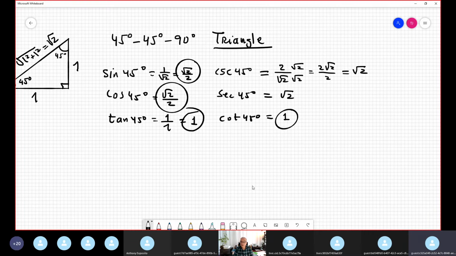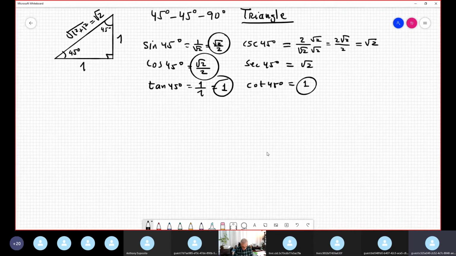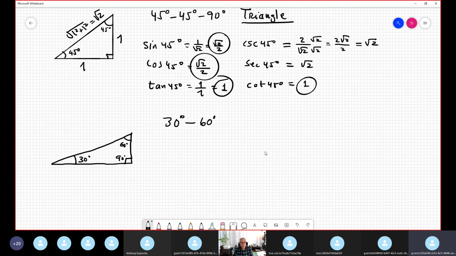Okay, let's see another famous triangle. Another famous one is this triangle. Look, this is a little bit small. It's 30, 60, and 90 degrees. And you know 30 and 60 are complementary. This is the famous triangle 30 degrees, 60 degrees, 90 degrees. And to normalize, I assume that this is 1. This is 2, and it's a radical 3.